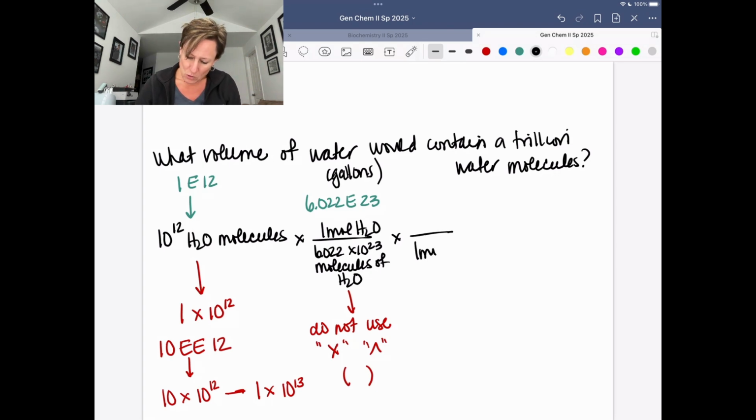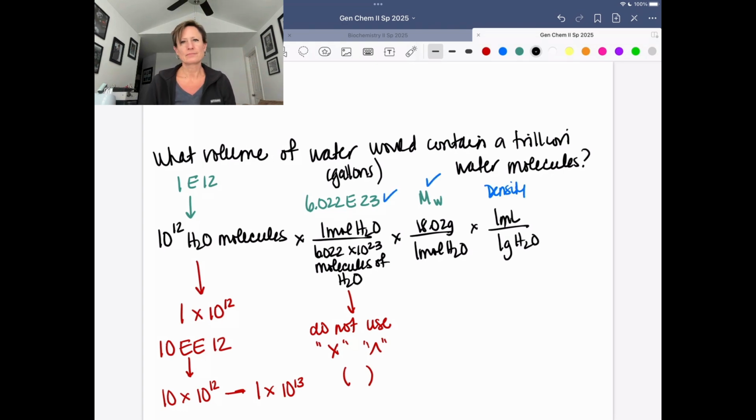Let's keep going just with this problem. I know that 1 mole of water is 18.02 grams. So again, this is molecular weight. That's something that you should know at this point in chemistry. And then we're going to have a unit conversion, something you've probably seen before: 1 gram of water is 1 milliliter.